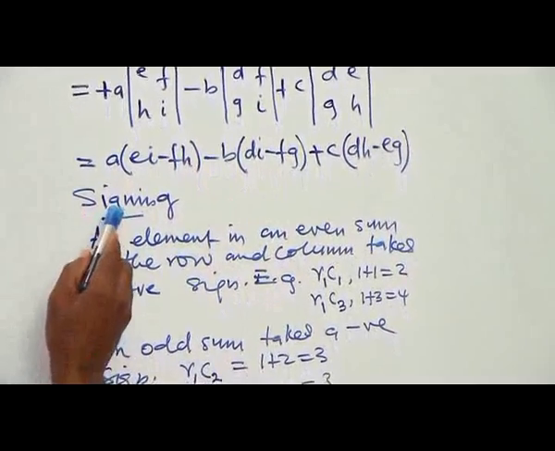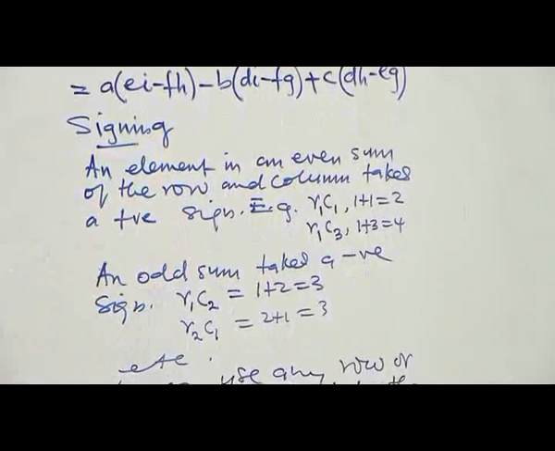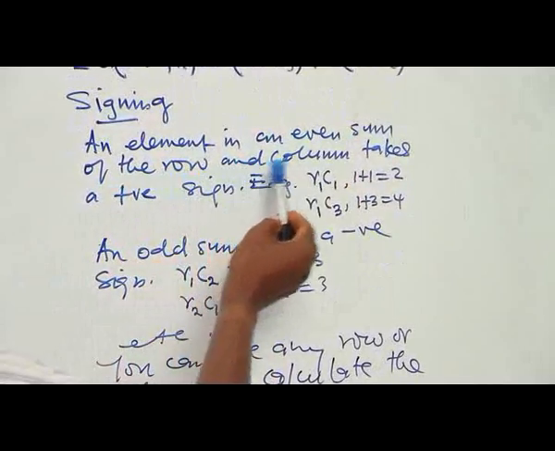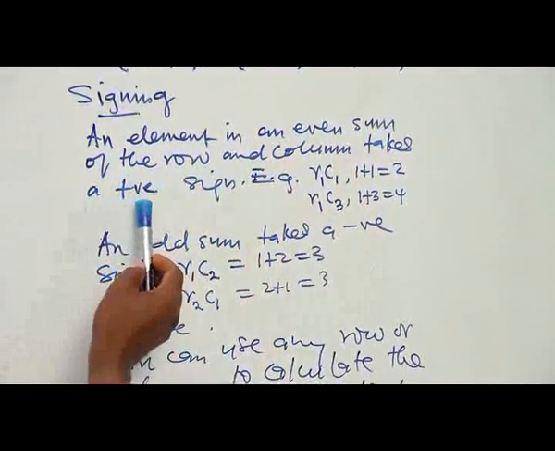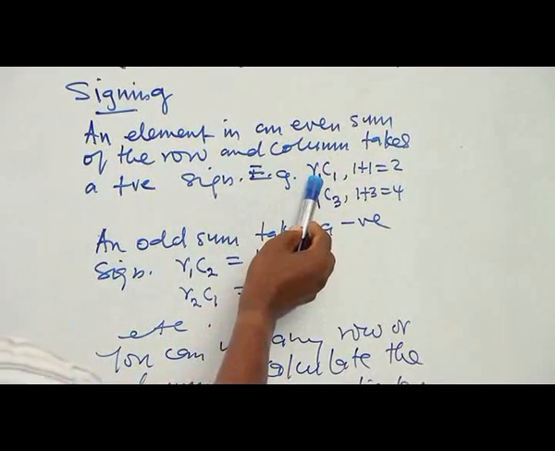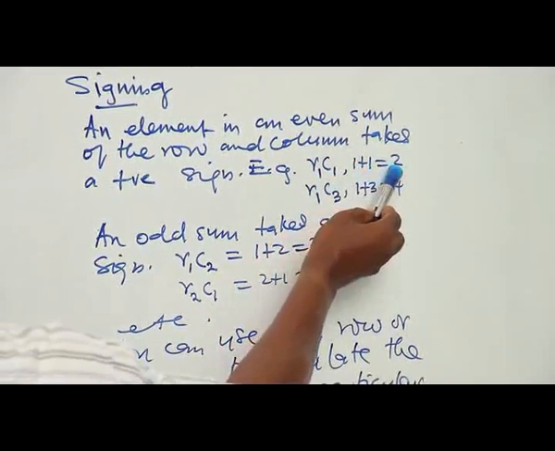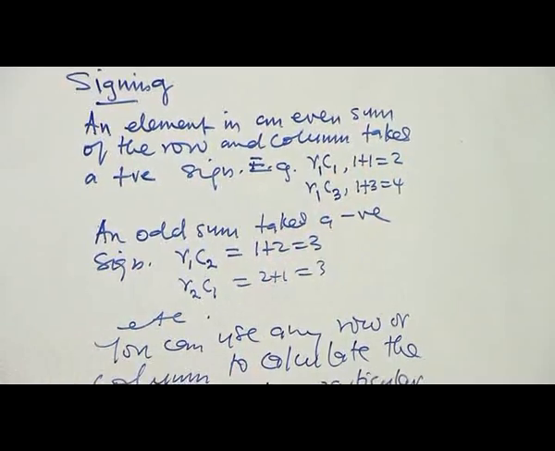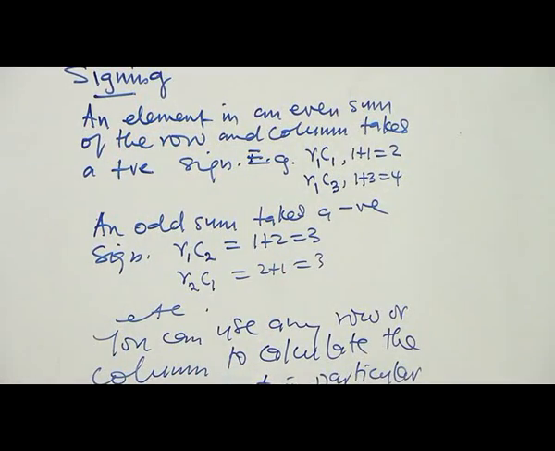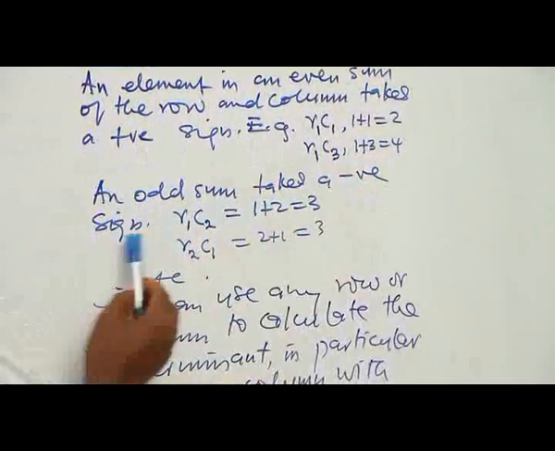Now, I said I will explain to you the signing. What do we mean by this? How do we carry out the signing? An element with an even sum of the row and column takes a positive sign. Let me explain. For example, the element in row 1 and column 1 has position 1, 1. And 1 plus 1 is 2, and 2 is even. Therefore, you will sign that element, like the A we discussed above, with a positive sign. But an odd sum takes a negative sign.